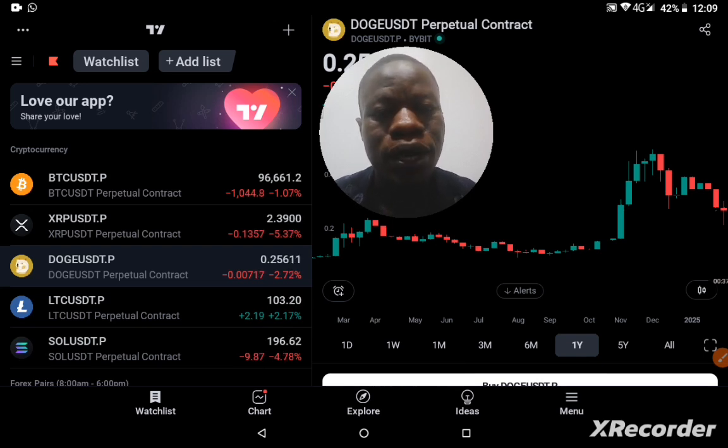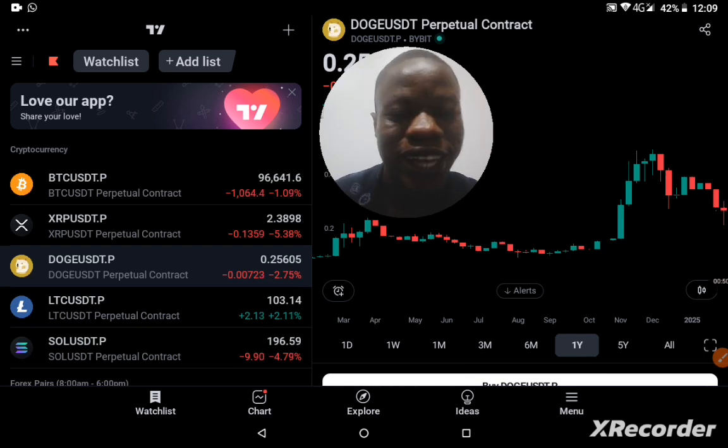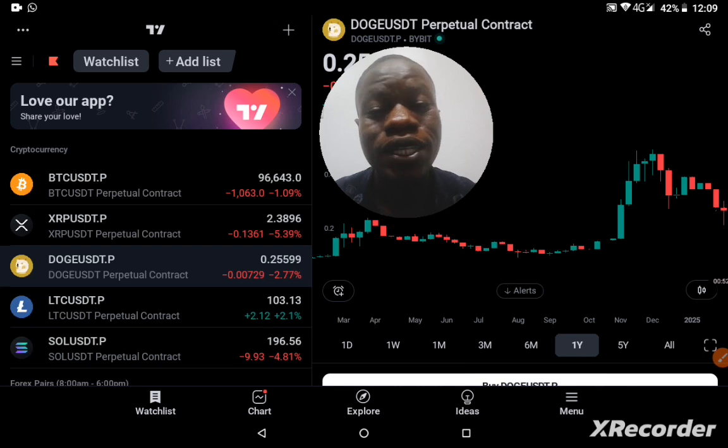What is the financial market? From the word market, a financial market is a place where buyers and sellers come together to trade financial assets. So what are these assets?